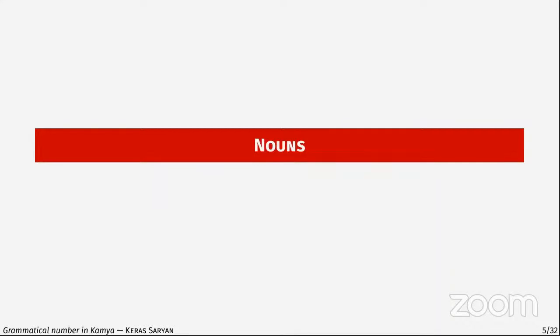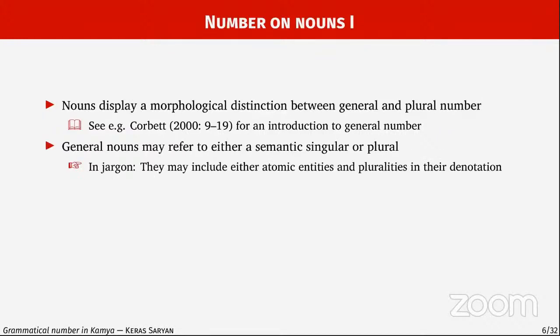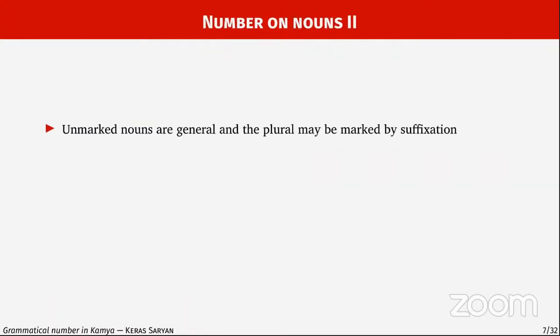So first, nouns. So nouns have a morphological distinction between general and plural. So general nouns can refer to either semantic singulars or semantic plurals, whereas morphological plurals can only ever refer to semantic plurals. And the unmarked form of the noun is general in number, whereas the plural is marked by a suffix.